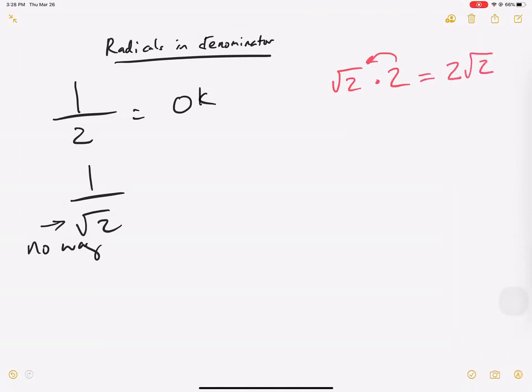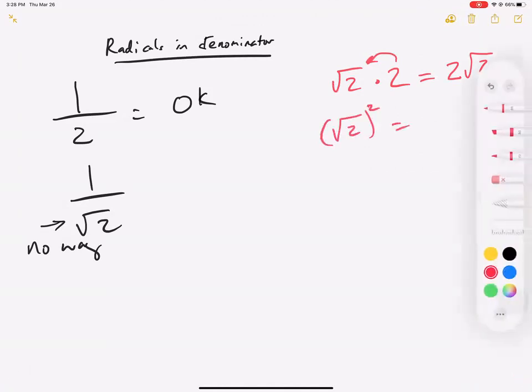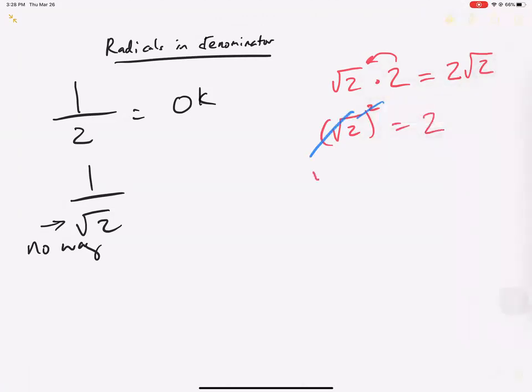What if I square it? Square root of 2 squared. Well, a square and a square root are inverse operations. They undo each other. Yeah, that gives me a regular 2. That takes the square root out. Another way of looking at the square root of 2 squared is writing it this way: square root of 2 times square root of 2. This gives me a square root of 4. Hey, we know what the square root of 4 is. That's also just 2. So we have 2 methods.